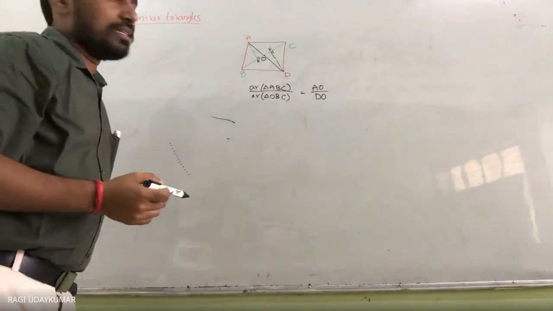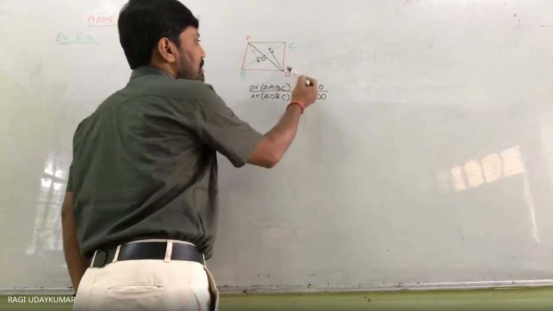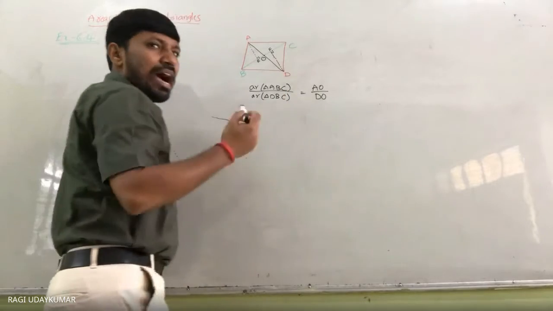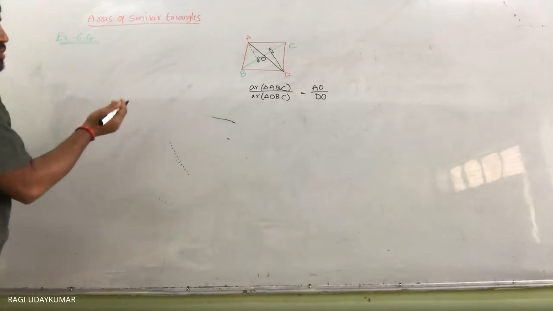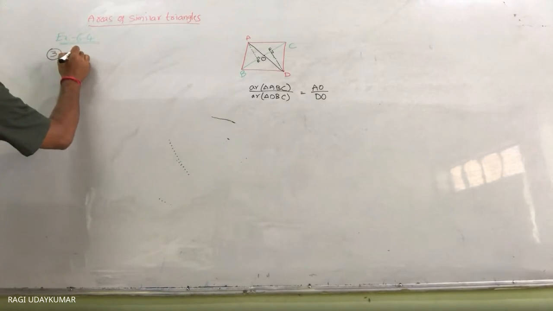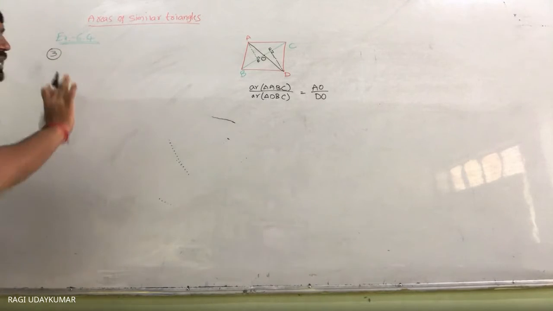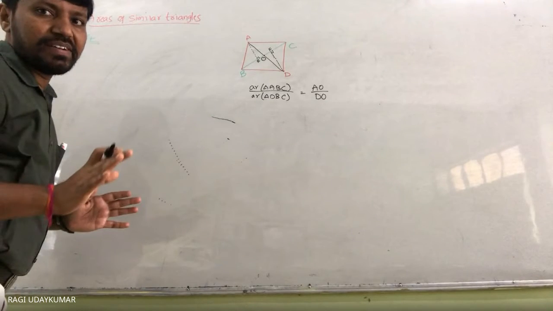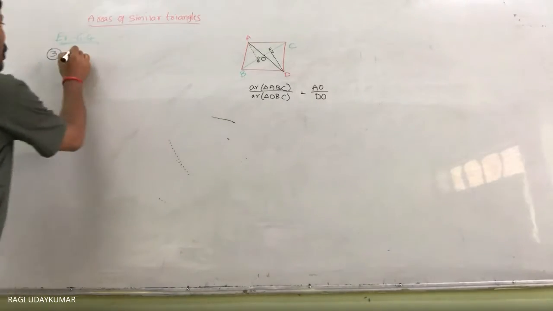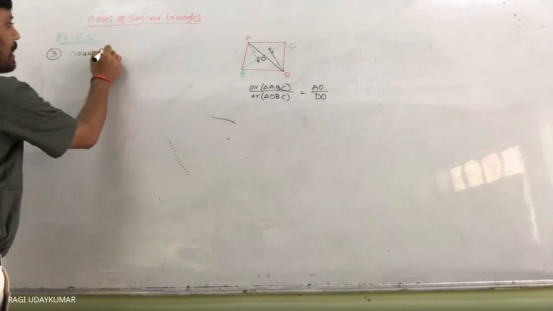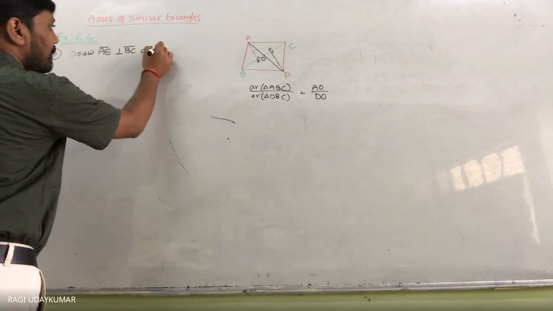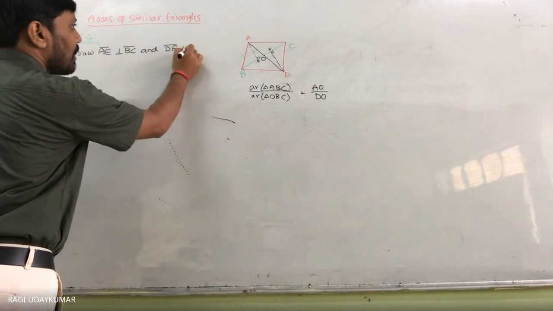Now what are we going to get? The area of triangle DBC is equal to half into base into DF. Okay, now here, in this question nothing else is given. Two triangles are on the same base, that is given to you, that's all. So draw AE perpendicular to BC and DF perpendicular to BC.